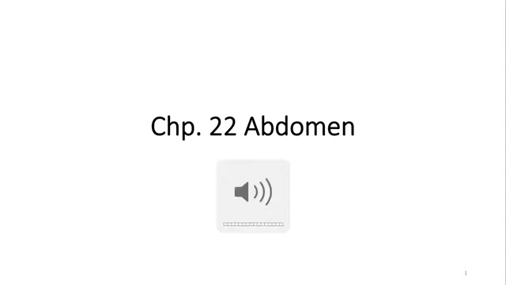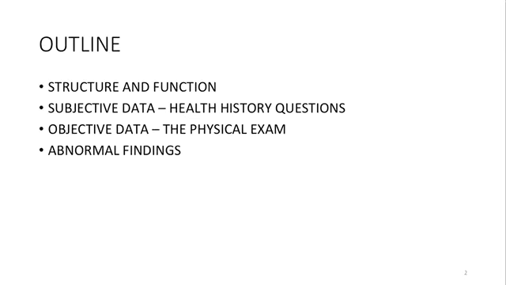Okay, we're getting into our abdominal assessment. This is chapter 22 of your big textbook. Kind of our normal outline here: go over the structure and function, get into our subjective data and how we take our health history, and then from there go into our objective data and gathering our assessment data through our physical exam, and then discuss some abnormal findings.